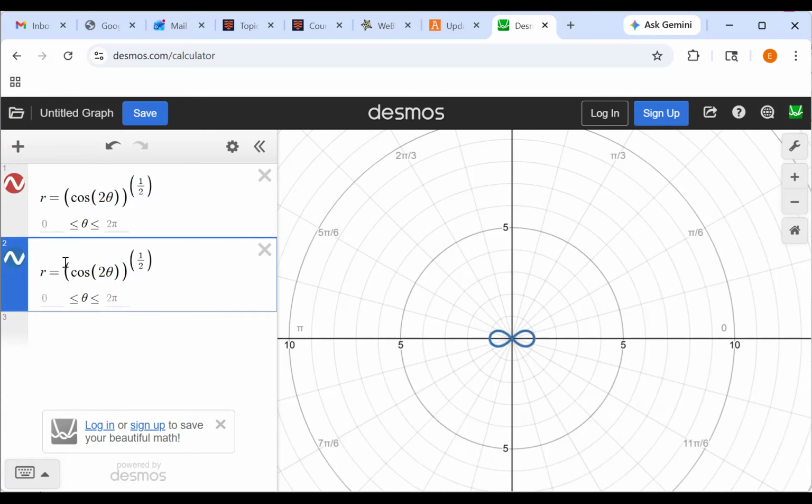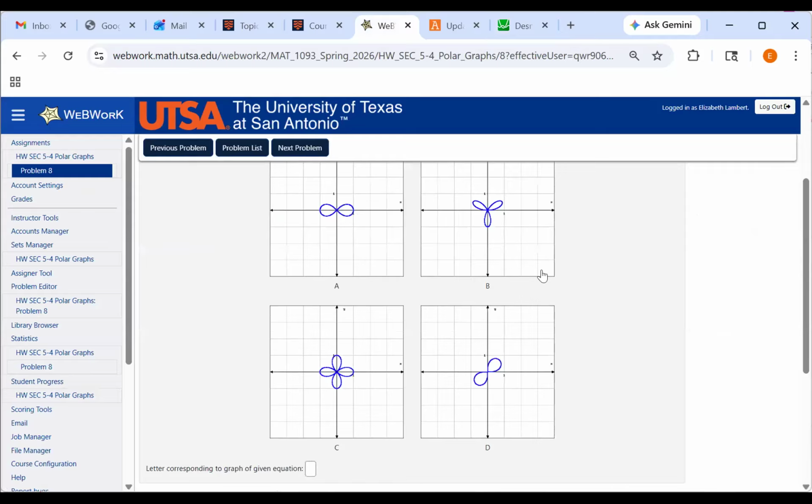But whenever we do a square root, there's also the possibility of a negative. So my positive square root gave me the infinity. When I turn that off and turn on the negative square root, it gives me the same graph. And that is very common in polar graphs. But going back to our WebWork, that is graph A.